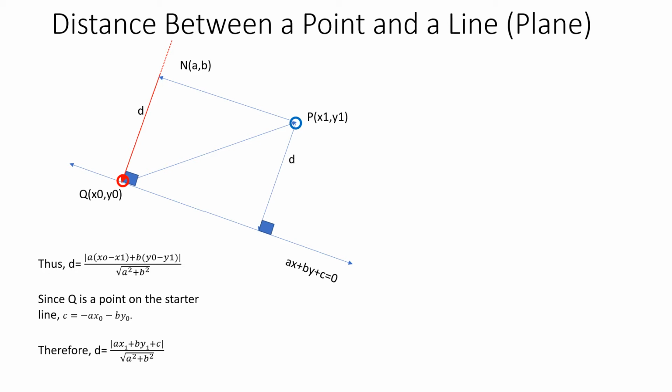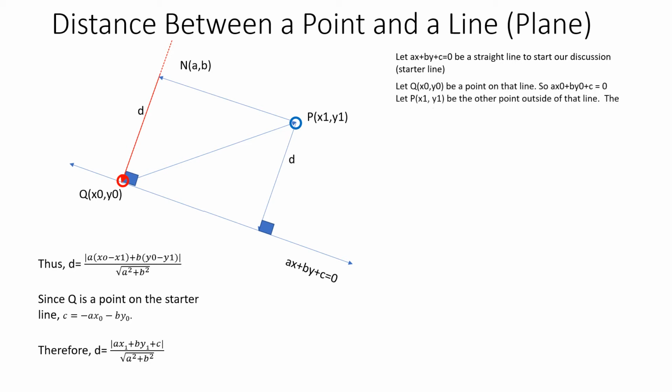But there is going to be a little bit of simplification, because (x0, y0) is supposed to be a point on the line ax plus by plus c equals 0, so it satisfies that equation. So I can solve for c, and c turns out to be minus a x0 minus b y0. Therefore, D is calculated to be the absolute value of a x1 plus b y1 plus c divided by the square root of a square plus b square. Okay, so that is the derivation of the formula to find the distance between the point P and the line ax plus by plus c equal to 0.